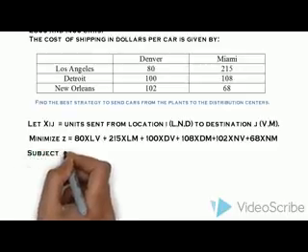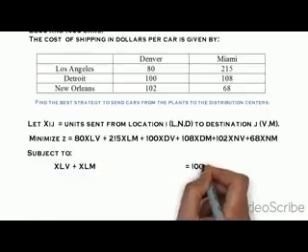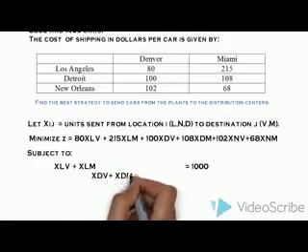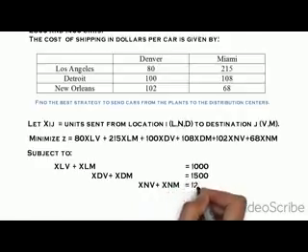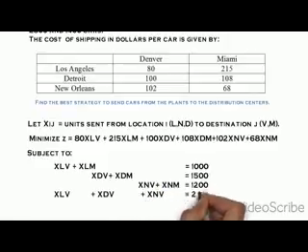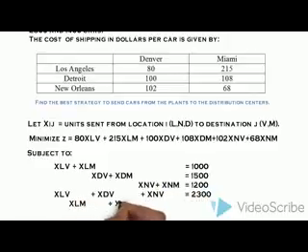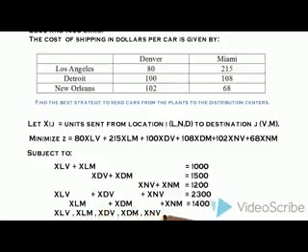The constraints are x_LD plus x_LM is equal to 1000. First we show the constraint for the supply limit, which is 1000 for Los Angeles. Then we present a constraint for the supply limit of Detroit, which is 1500, and the third is the supply limit for New Orleans, which is 1200. The next two constraints are for the demand. For Denver, the demand is 2300, and for Miami, it's 1400. Subject to all the variables being greater than or equal to 0.